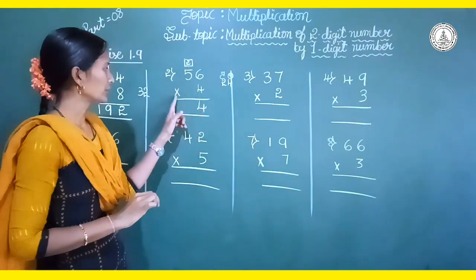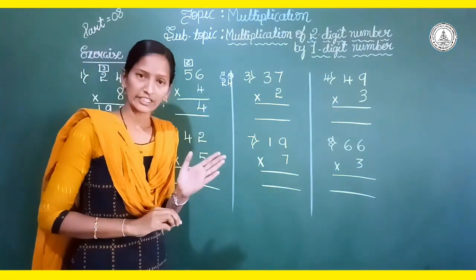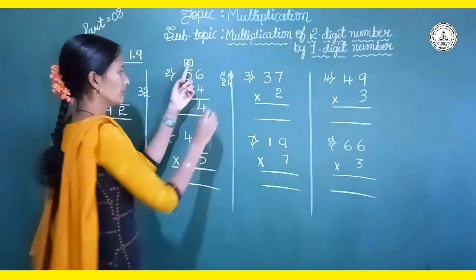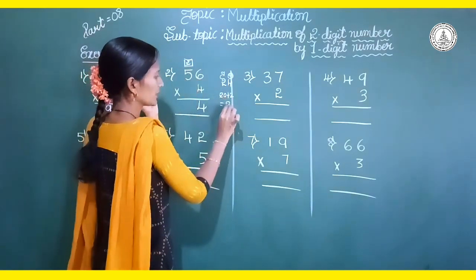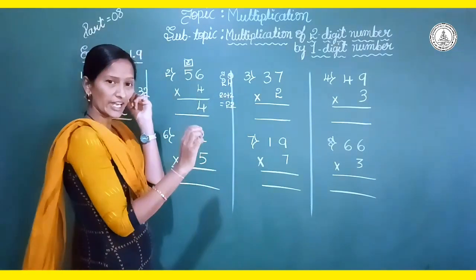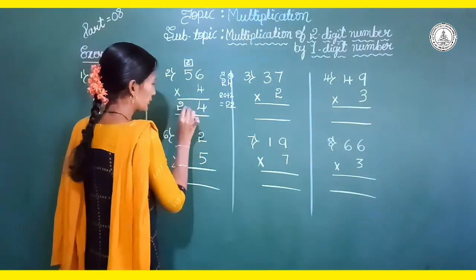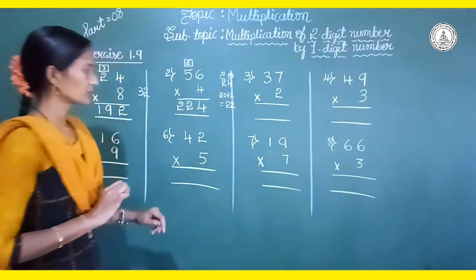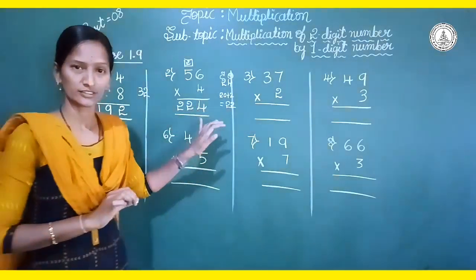So 4 into 5. 4 fives are 20. Right? 20 plus this 2. 20 plus 2 is 22. Right? So write down this 22 here. So which is our product? 224 is our product. Right?